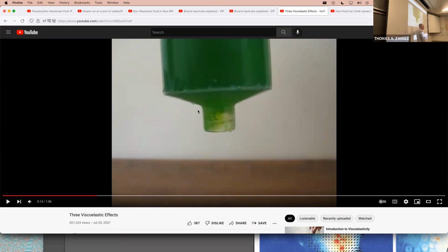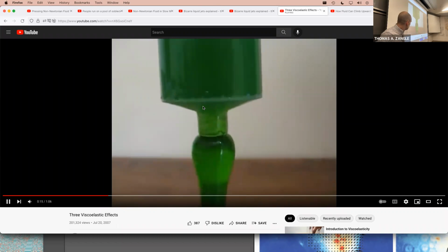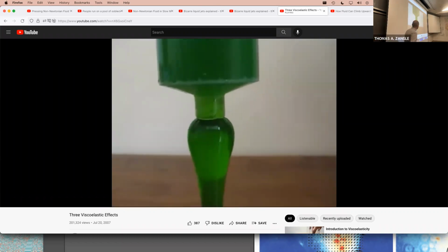So with water, what we would typically see is the water would come out, and as it falls, it will accelerate. And as it accelerates, by mass conservation, we'll get into this when we discuss mass conservation, as the fluid speeds up, the fluid stream will get narrower and narrower, eventually breaking off. But let's see what happens with a viscoelastic material. It bulges out.